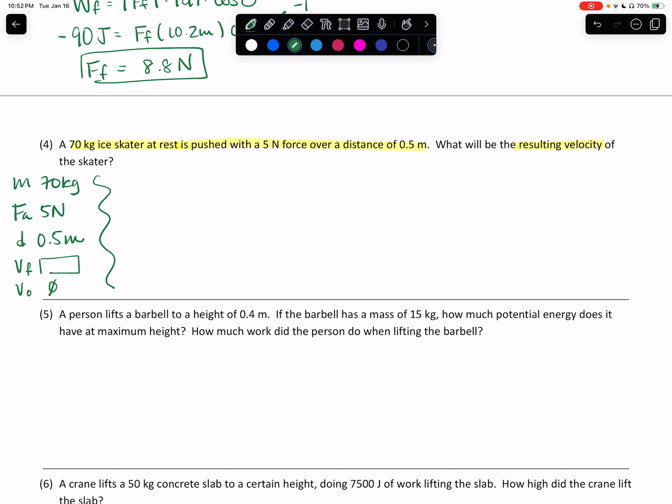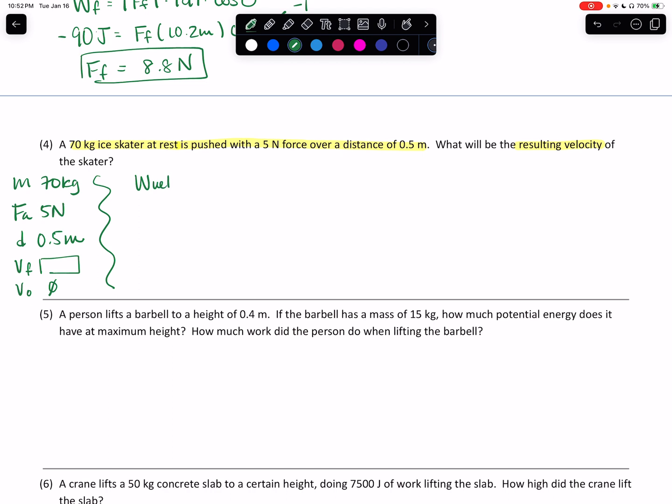When I see velocity values like this, I think kinetic energy. So I know I have mass and I have V initial, so I can find my initial kinetic energy. I need to find the final kinetic energy, which means I'm going to need to use my work energy theorem. But that means I need to know the work. So I'm going to start with that.